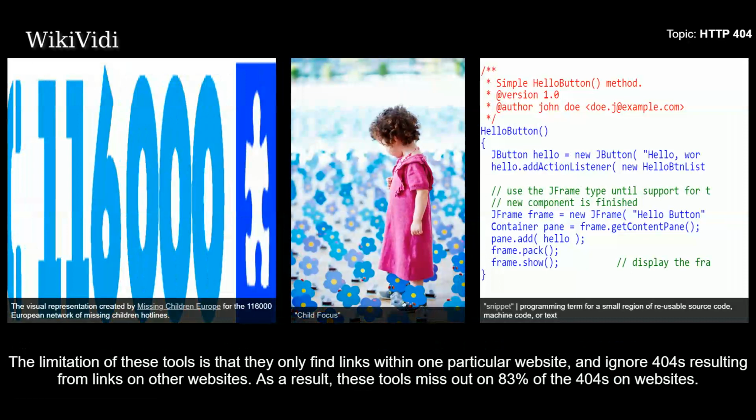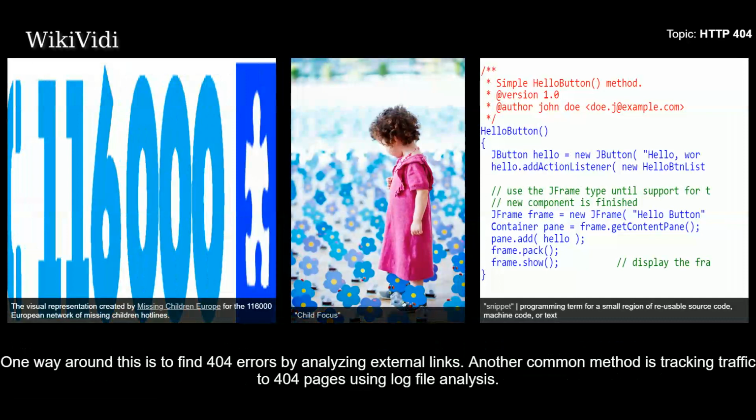The limitation of these tools is that they only find links within one particular website, and ignore 404s resulting from links on other websites. As a result, these tools miss out on 83% of the 404s on websites. One way around this is to find 404 errors by analyzing external links.